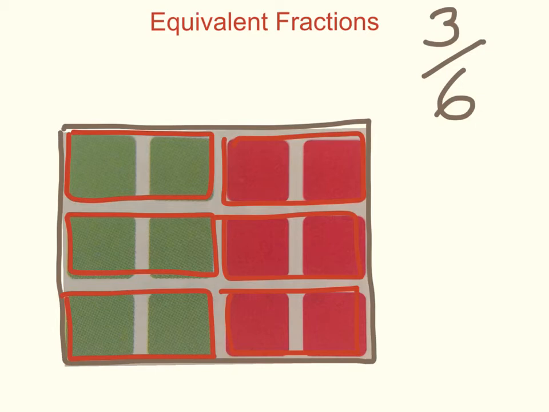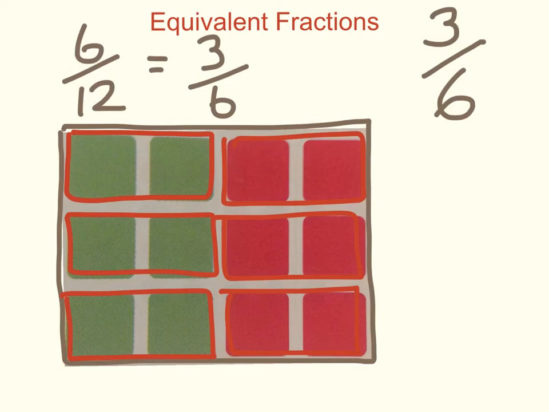But remember, before we said 6 out of 12 were green. And that's the same thing. 6 out of 12 is equal or equivalent to 3/6, because we're talking about the same rectangle with the red and green squares. Let's try to find another equivalent fraction.